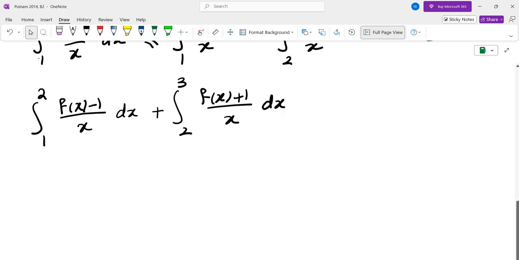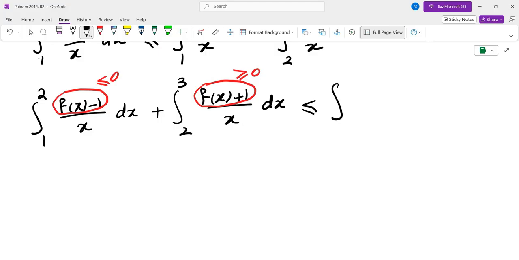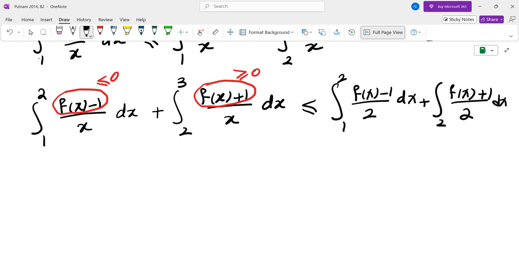Well, this portion is definitely less than or equal to 0 because f of x is between 1 and -1, and this portion is greater than or equal to 0. So when is this maximized? Well, if the denominator is as large as possible, the negative number is going to be maximized. So that's f of x minus 1 from 1 to 2 dx, over 2. If the denominator of the second one, which is positive, is minimized, you get the maximum of that. So that's f of x plus 1 over 2 from 2 to 3.